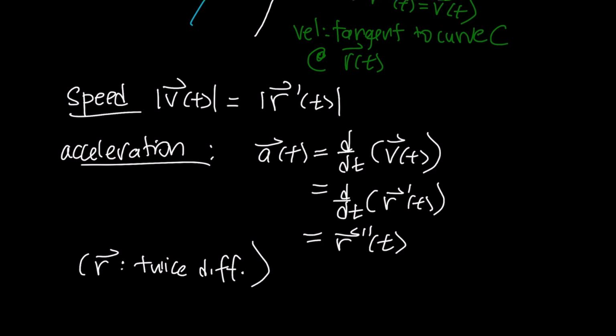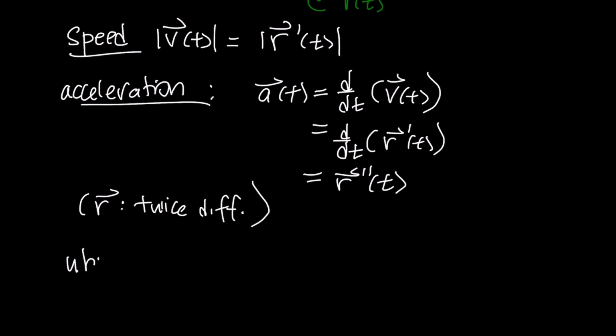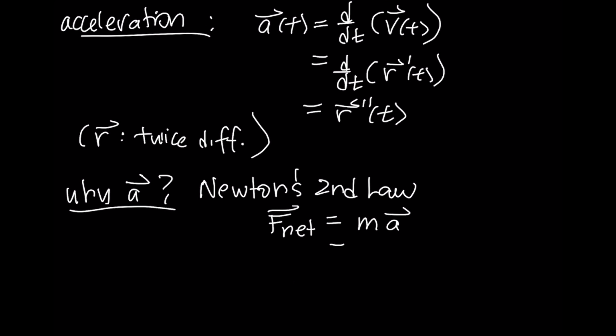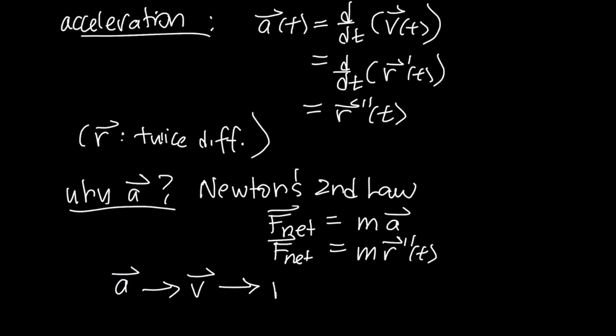So why do we care about the acceleration? The answer here is Newton's second law. Newton's second law tells you that the net force acting on an object, and this is a vector sum, is equal to the mass times the acceleration of that object. So what this ends up giving you is an equation. From the acceleration, you can find the velocity, and from the velocity, you can find the position. So this is what's called a differential equation. It allows you to figure out where your object will be based on the acceleration that's acting on it.